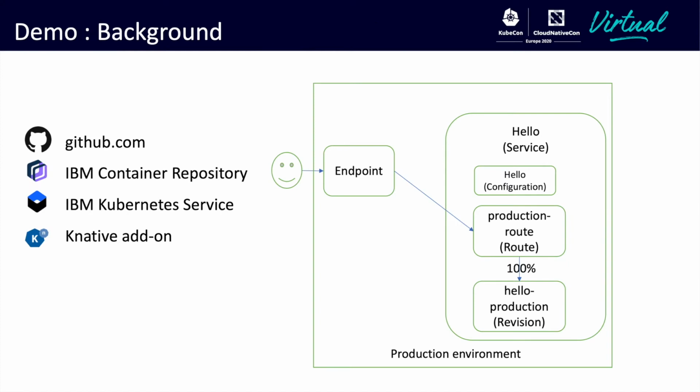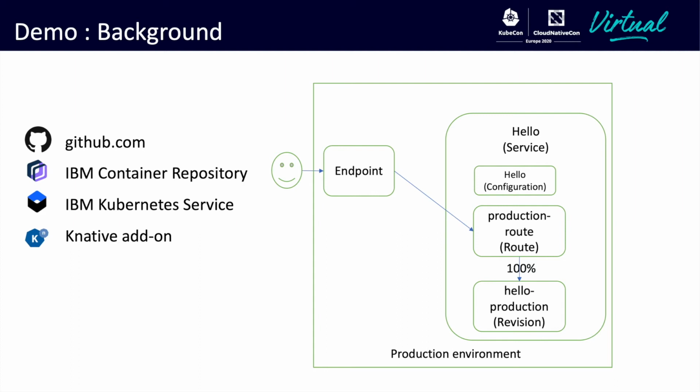I will do a live demo and show you step by step how Knative and Tekton work closely to implement a Canary pipeline. First, I will introduce some background of the demo. My application source code is stored in github.com. My container image is stored in IBM Container Registry on IBM Cloud. I have a Kubernetes cluster running on IBM Cloud and enable the Knative add-on so that the managed Knative and Tekton have been installed in my cluster just by a single click.